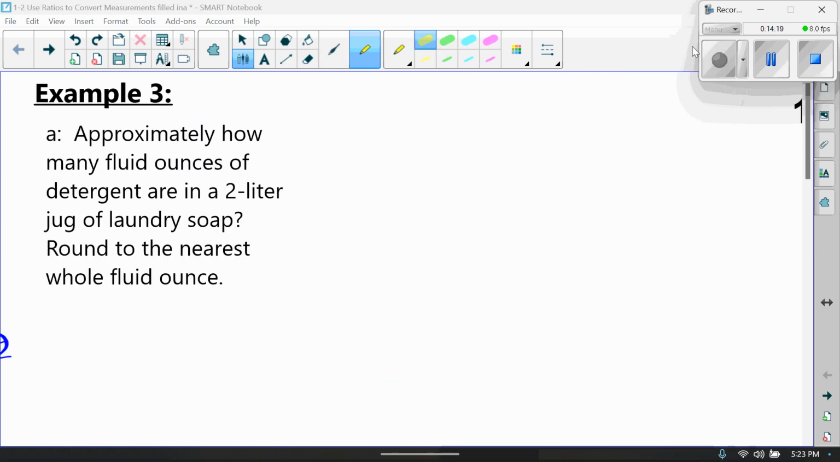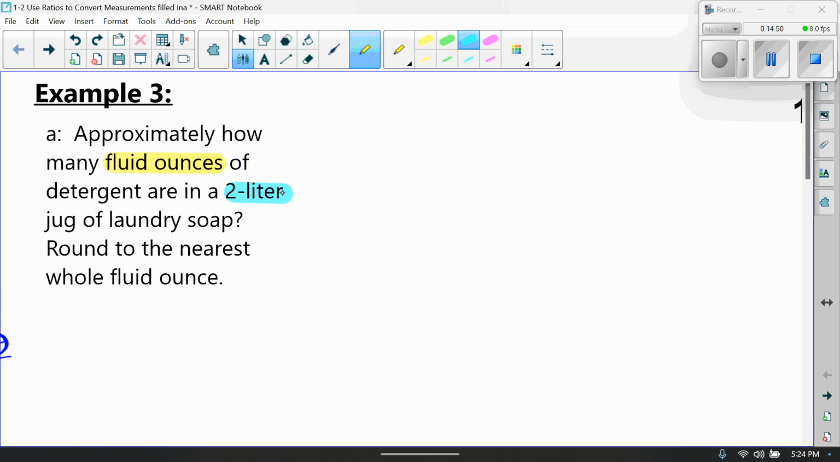All right, how about one more example? Example 3 says approximately how many fluid ounces of detergent are in a 2-liter jug of laundry soap, and we want to round to the nearest whole fluid ounce. So let's see, we are comparing fluid ounces to liters, right?